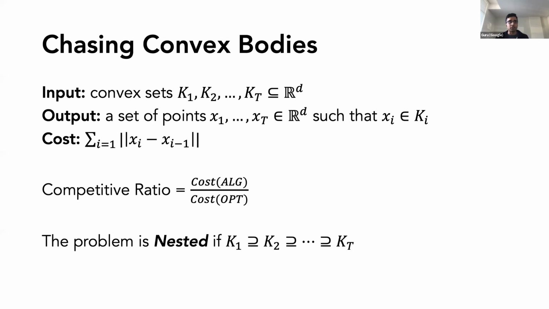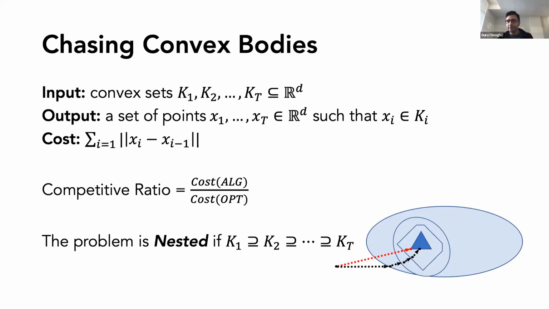So let me also just mention that there's a particularly important special case, which is what happens if the convex sets are nested. So maybe this is the picture that you want to keep in mind. So each convex set belongs to the previous one.